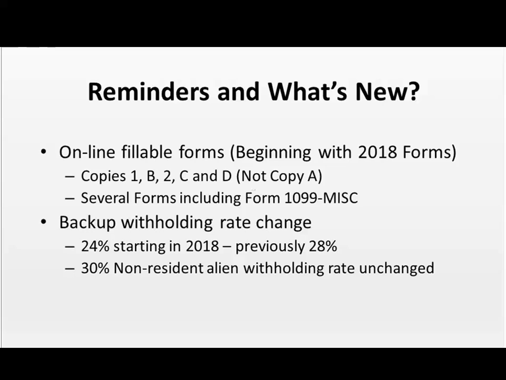These online fillable forms include several forms, including Form 1099-MISC. The backup withholding rate was changed with the change in the tax rates with the Tax Cuts and Jobs Act. So in 2018, the backup withholding rate is 24%. It used to be 28%. There is also a withholding rate on non-resident aliens. That rate remains unchanged. It is not technically the backup withholding rate. That rate is 30%, and it applies where required on payments to non-resident alien individuals or entities.